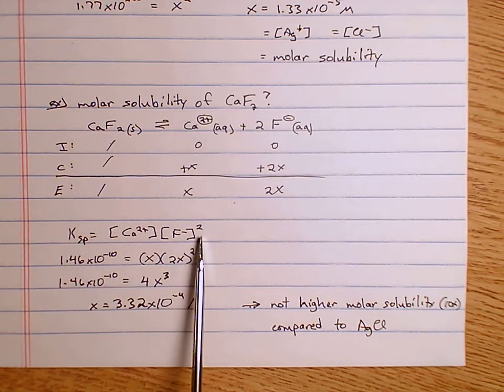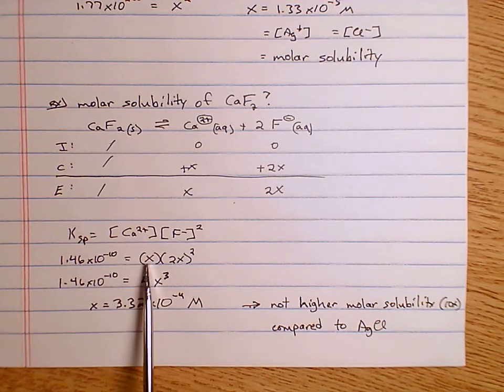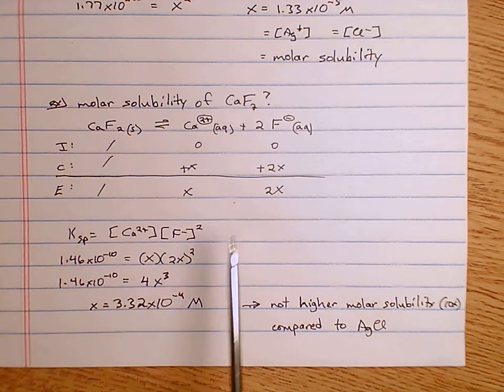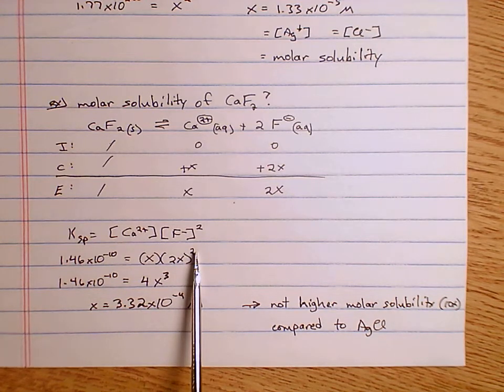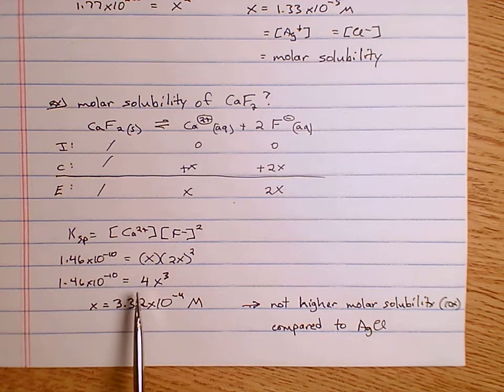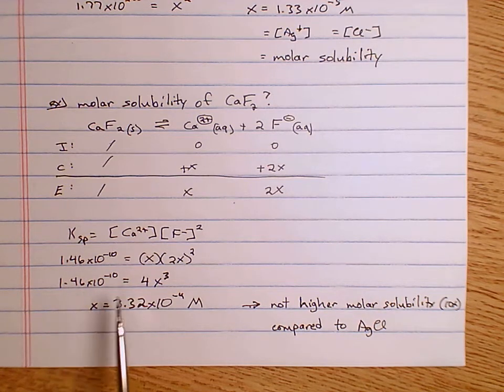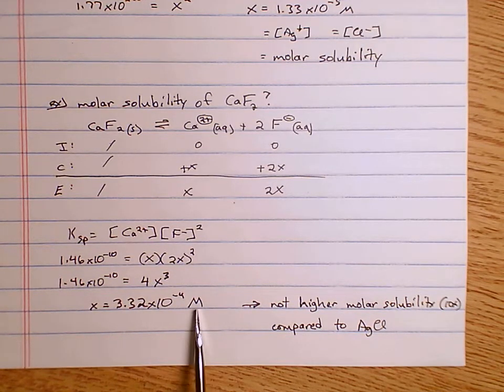Note our KSP equation, we've got the squared. So 1.46 times 10 to the minus 10th equals X, the amount of calcium, times the amount of fluorine, 2X squared. Note 2X squared is 4X squared. 4X squared times X is 4X cubed. So 1.46 times 10 to the minus 10th equals 4X cubed divided by 4. Take the cube root of that, and you get X equals 3.32 times 10 to the minus 4th molar, and that's our molar solubility of CaF2.